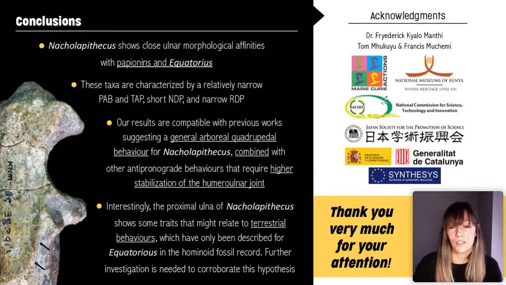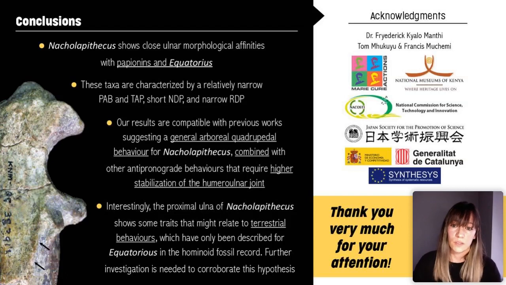So summarizing, Nacholapithecus shows close ulnar morphological affinities with large papionins and the extinct taxon Equatorius, which are characterized by these ulnar traits that you can read here in the second point. And these results are compatible with previous works that suggested Nacholapithecus might be a general arboreal quadruped, already incorporating within its locomotor repertoire some antipronograde forelimb-dominated behaviors such as vertical climbing.